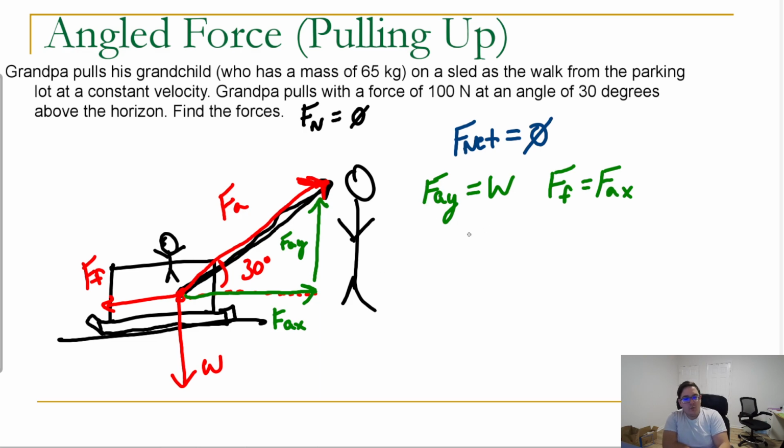Well, what is weight? Weight is mass times gravity. The mass of the child is 65. Gravity is 9.8. So that tells me 65 times 9.8 is 637.